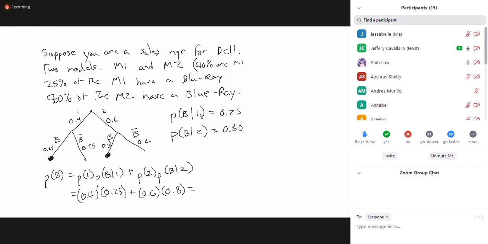So I get 0.58, i.e. there's a 58% chance that a sold model has a Blu-ray. So that would be the typical question you would have to answer with conditional probability.